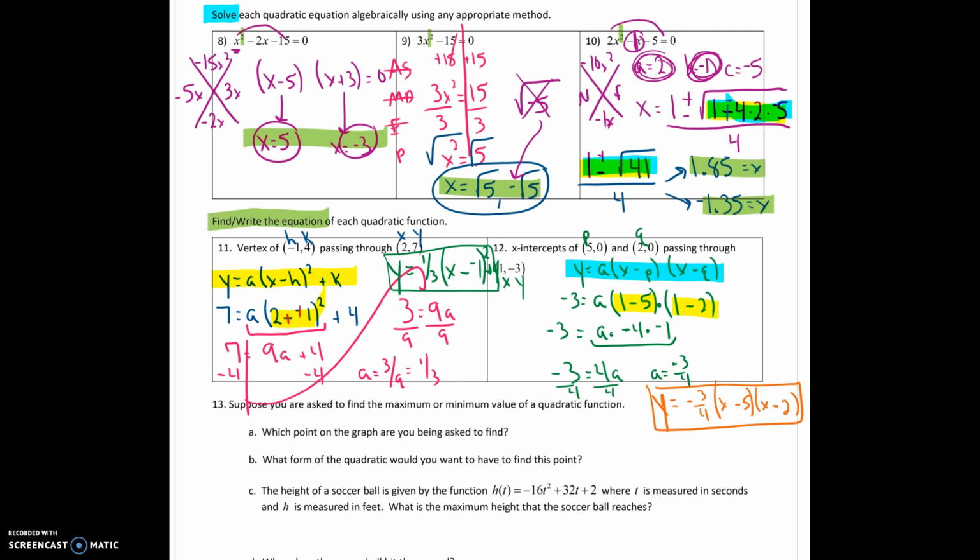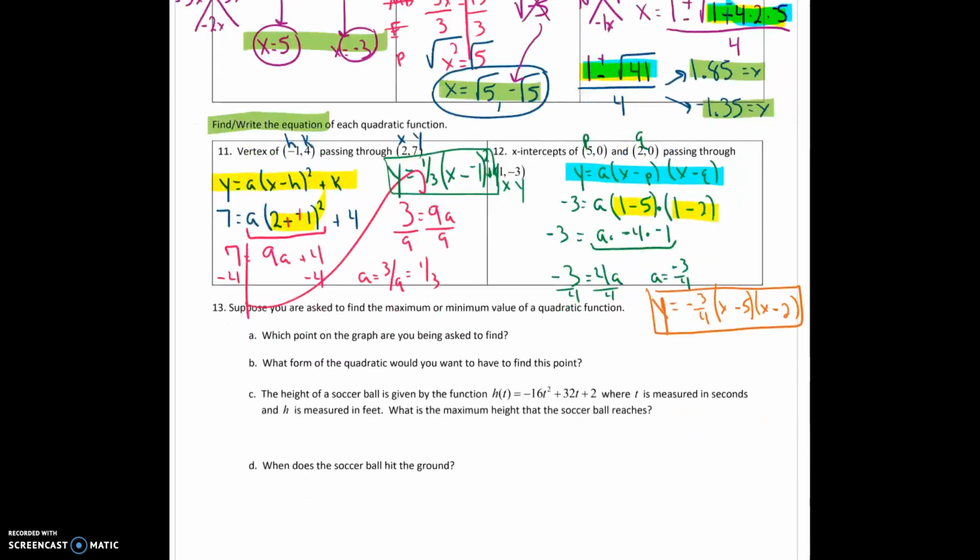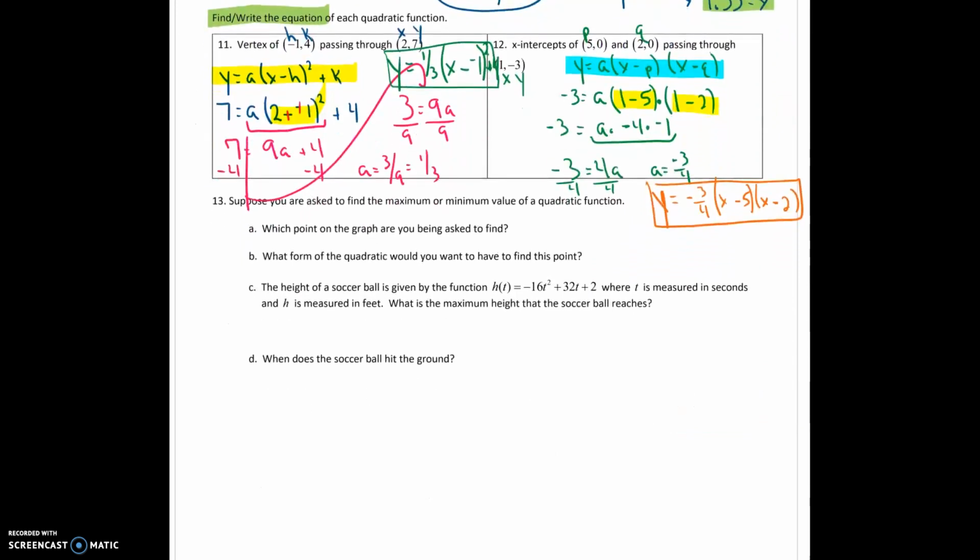All right, number 12. Suppose you, or I'm sorry, 13. So suppose you are asked to find the maximum or minimum value of a quadratic function. So what point are you being asked to find? Well, that would be the vertex. And what quadratic would you want to have so you could find this point? Well, you would want then vertex form.